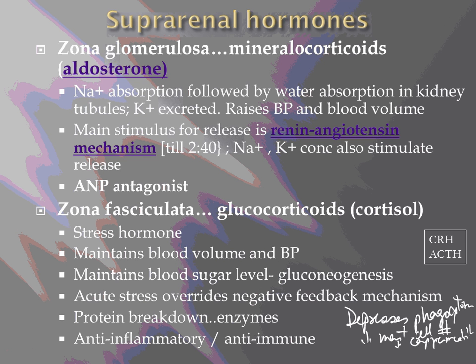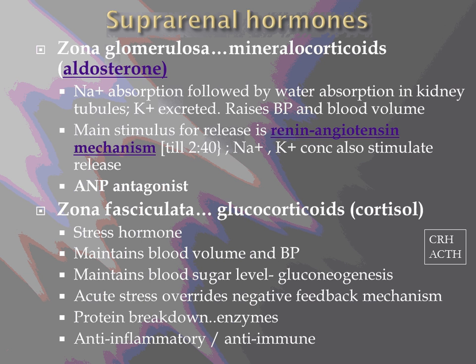Another thing is it also helps, and since we have done the respiratory system, one interesting fact is it actually increases surfactant production. So in premature children, when they are in their incubators, because they are not producing enough surfactant, we give them corticosteroids to help them produce surfactant. So these are some of the uses.